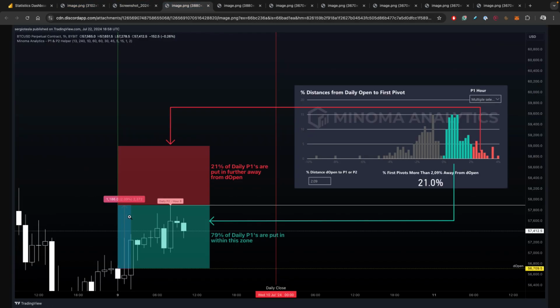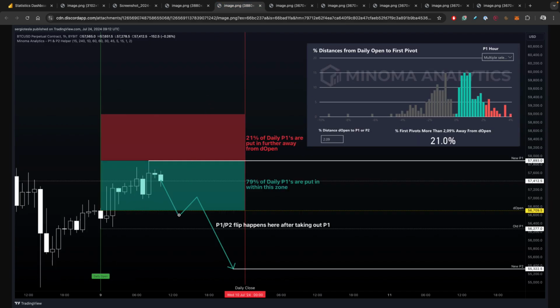I know I just said it, but I'm repeating myself because it's very important to understand. So effectively, if price were to take out the daily low from here and finish the P1, P2 flip, then that would make the current daily high to be the daily P1, right? And we can see that more in here. So if this were to happen, then we have that P1, P2 flip.